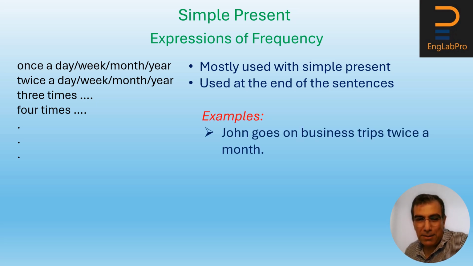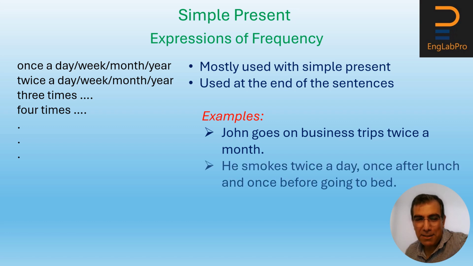John goes on business trips twice a month. You see, twice a month is an expression of frequency, and it is at the end of the sentence. Or he smokes twice a day, once after lunch and once before going to bed. Twice a day. He smokes twice a day. You see, this is another expression of frequency.